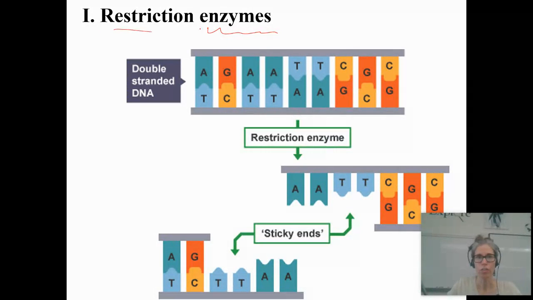So the term restriction actually came from the fact that bacteria could protect themselves from just a restricted number of viruses, and the viruses they would be protected from would be the ones that they could recognize and cut. And so this particular restriction enzyme cuts right here. And there are a bunch of different restriction enzymes, and each cuts at a different particular sequence of DNA.